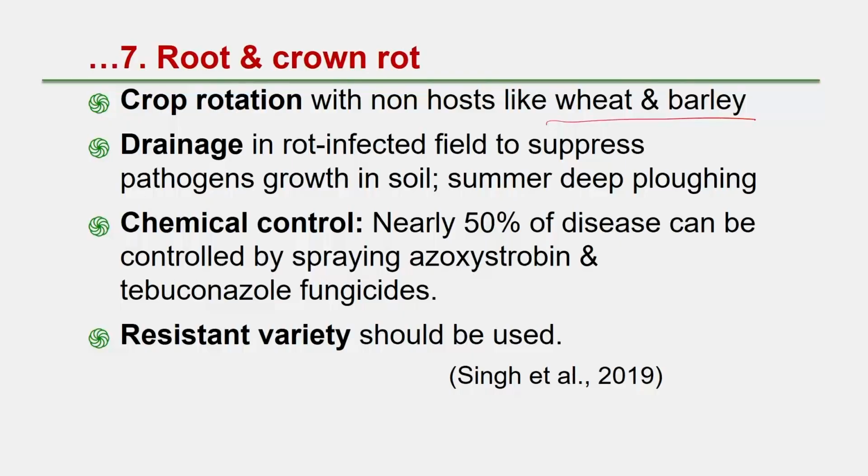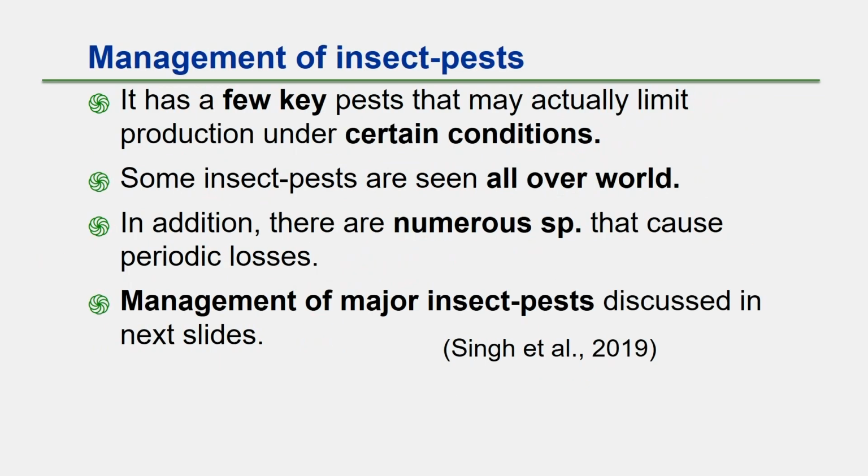Drainage in root infected field to suppress pathogens grown in soil, summer deep plowing, and there is chemical control also. Nearly 50% of disease can be controlled by spraying azoxystrobin and tebuconazole. These are the fungicides, they can be sprayed to control root and crown rot. And of course, resistant varieties can be used to control this particular disease.